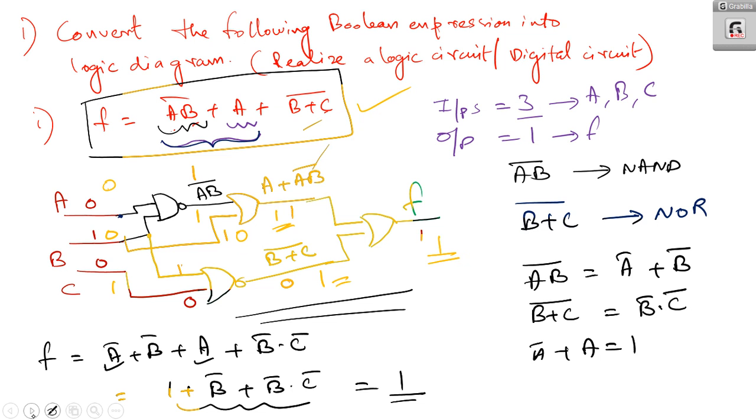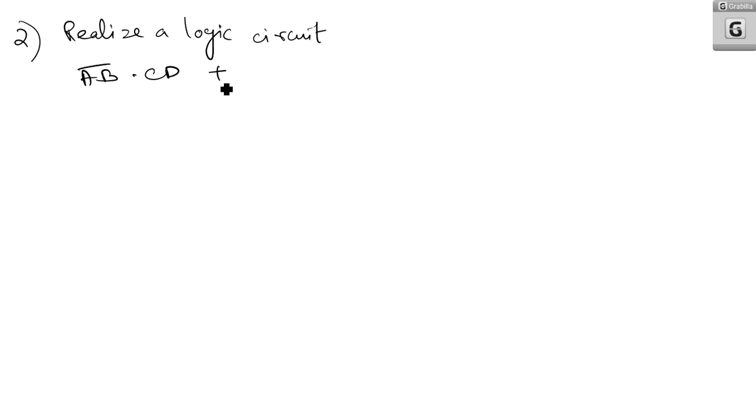Okay. So coming into second question. Coming into question number 2. Realize a logic circuit for the following expression. So the expression can be given as, say, let it be AB bar dot CD or A or B the whole bar dot CD bar. Okay. So you need to realize this expression.